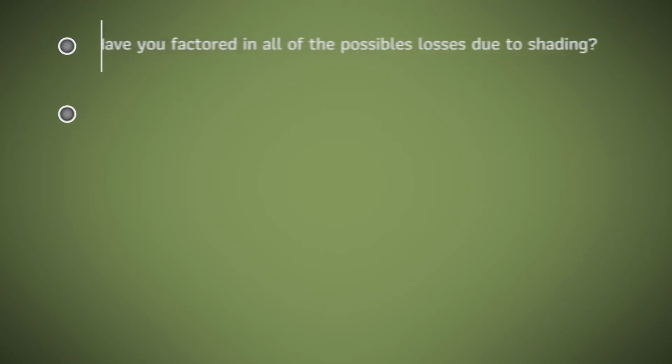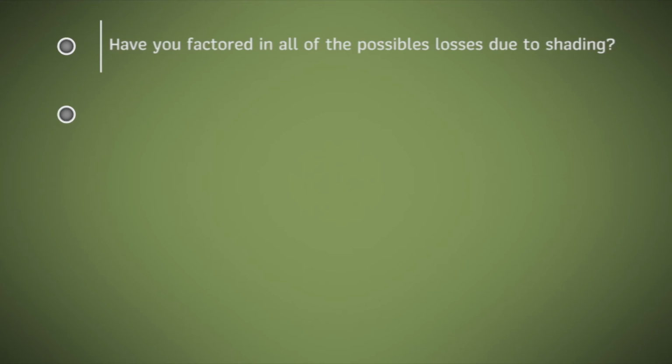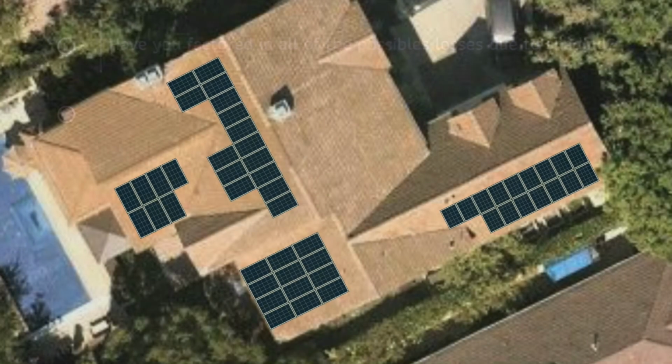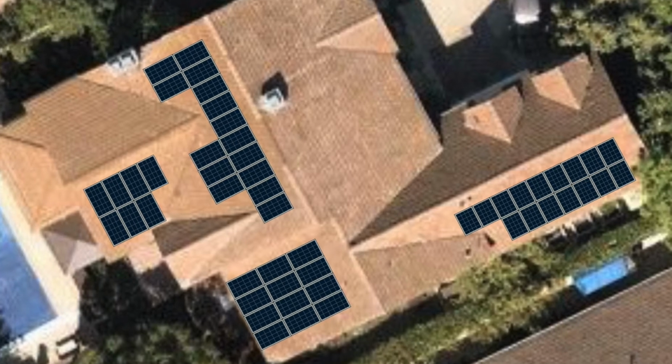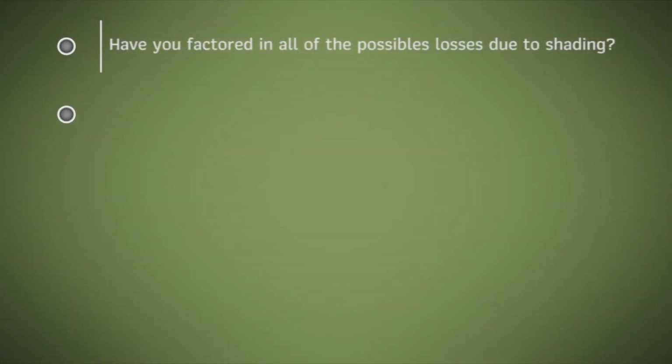Question 1 is, have you factored in all possible losses due to shading? Shading is a big deal when it comes to solar. The reason why is because solar cells run in a series inside of the panel. So if one cell gets shaded, the entire panel can drop efficiency by up to 30 to 40%.